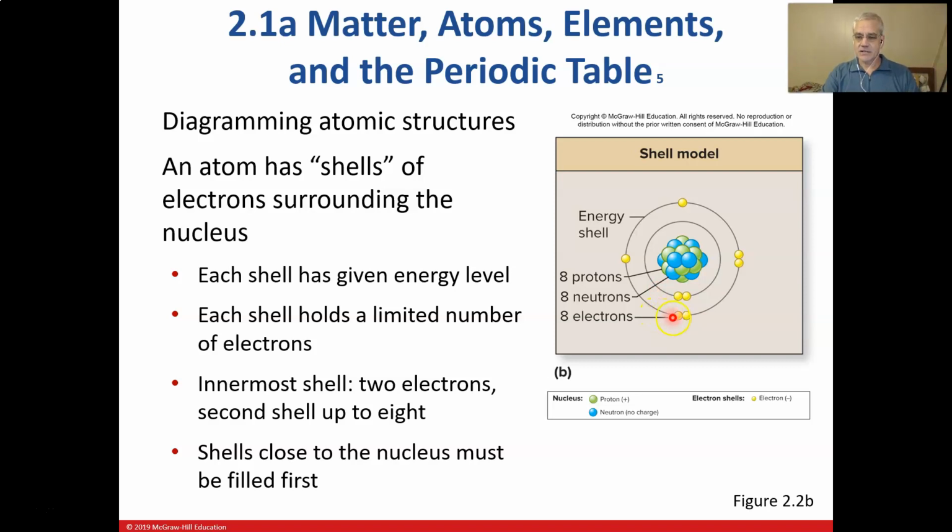That next shell can hold 8 electrons. It doesn't have to. When I say that a shell can hold a certain number of electrons, it doesn't have to hold that many electrons, but it can. It can go up to a maximum number of electrons.